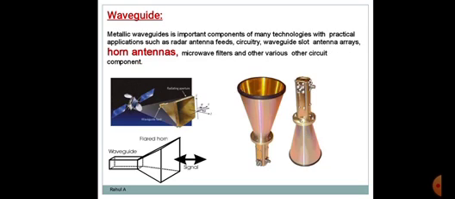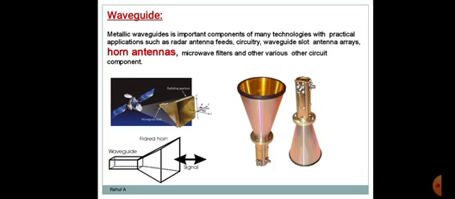The next, waveguide, it is continued. The metallic waveguide is an important component of many technologies with practical applications such as radar antenna feeds, circuitry, waveguide slot antenna arrays, horn antenna, microwave filter, and other various circuit components.